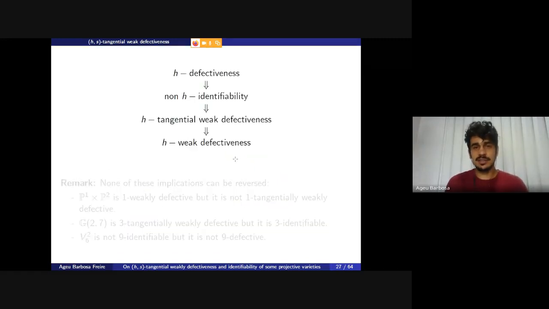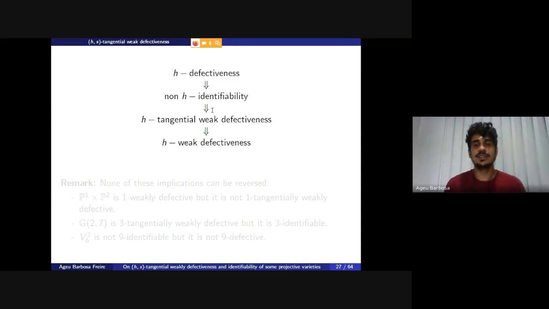Let me just relate all these notions. We have that h-defectiveness implies non-h-identifiability, which implies h-tangential weak defectiveness, which in turn implies h-weak defectiveness. This first implication is immediate because, as I told you in the beginning, if a variety is h-defective, it means that if you take a general point in its h-secant variety, there exist infinitely many (h-1)-linear subspaces, h-secant to X, that pass through this point we are fixing. It means exactly that this point is not h-identifiable. The second implication is not immediate, but it's not difficult to prove.